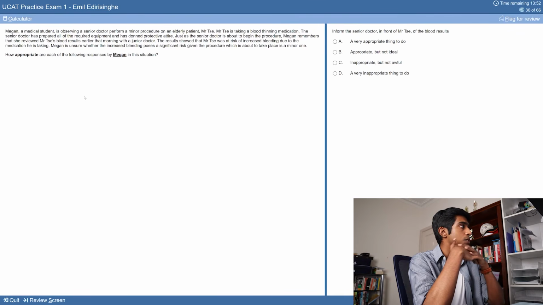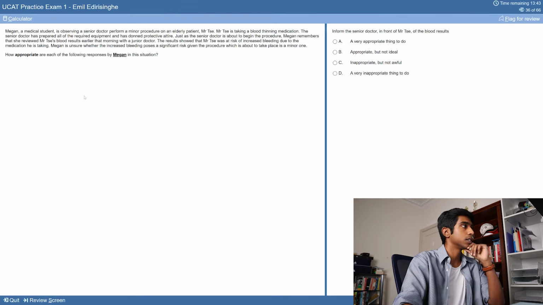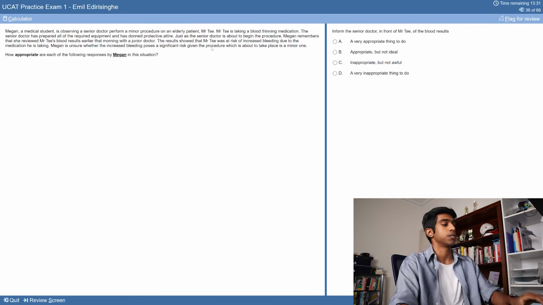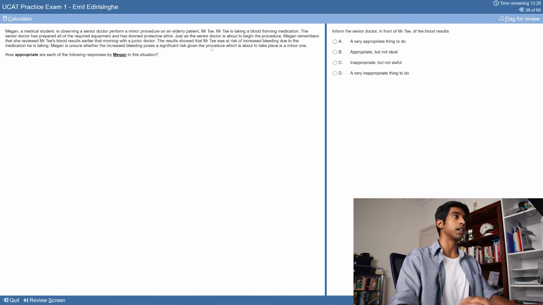Megan is observing a senior doctor perform a minor procedure, taking blood thinning medication. The senior doctor has prepared all of the required equipment. She reviewed Mr. Say's blood test results, and the results showed that he was at a risk of increased bleeding. She's unsure whether it poses a significant risk.